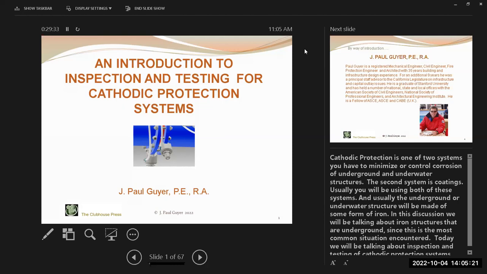And what you are doing is protecting the cathode. That's why it's called cathodic protection. It's not called anodic protection. Now, the bad guys in this picture are negatively charged oxygen ions that are in the soil.